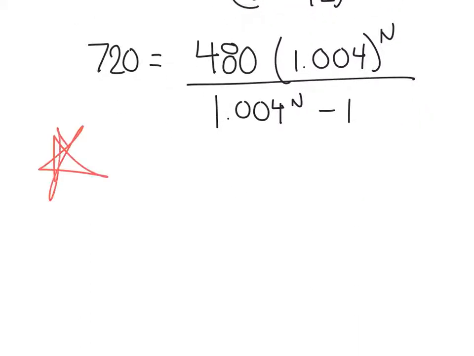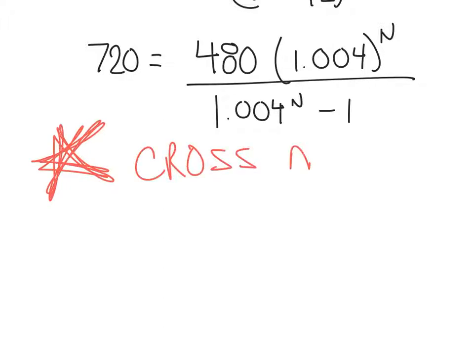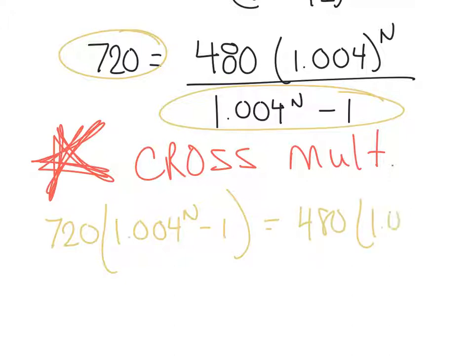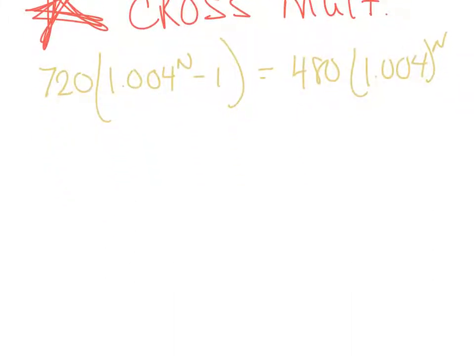Let's get a big star. I think the easiest way to solve this is a little simple cross multiply. Anytime I see an equal sign between two fractions, that's typically what we do: we cross multiply. So I'm going to take this times this. I'm going to write it real nicely: 720 times 1.004 to the N minus 1 equals 480 times 1.004 to the N. Okay, so we're getting closer.